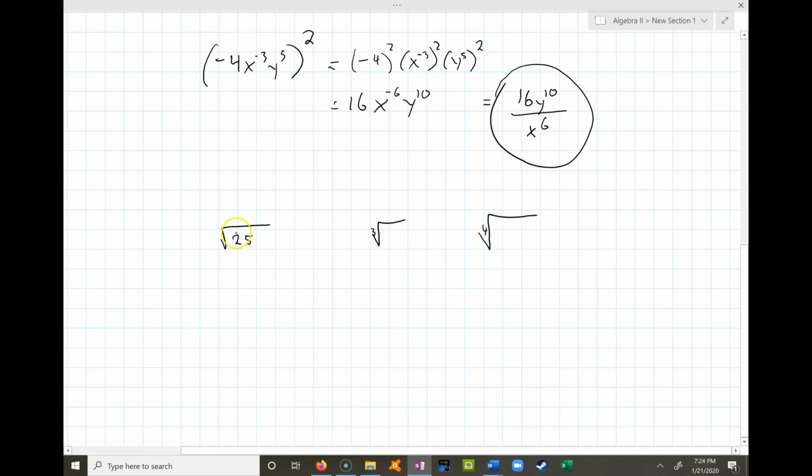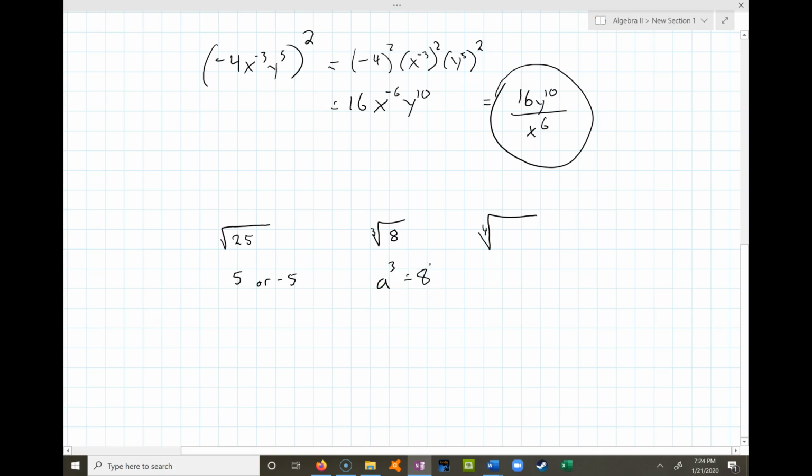And since this is an even root, we know that it would be 5 or negative 5, because 5 times 5 is 25, and negative 5 times negative 5 is also 25. Now in the cube root, let's say we're trying to take the cube root of 8. The cube root of 8 would mean what times itself 3 times would equal 8. So we're looking for some number that we can raise to the third power and get 8.